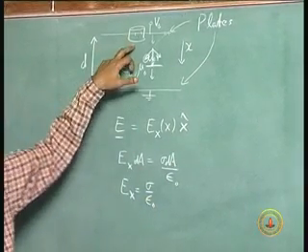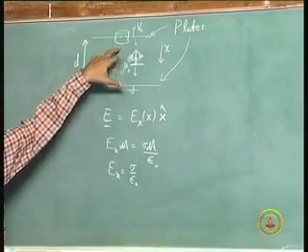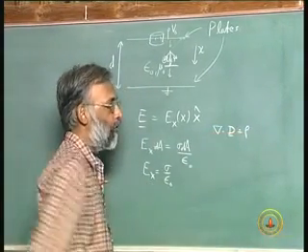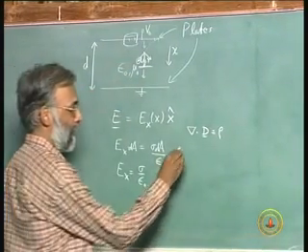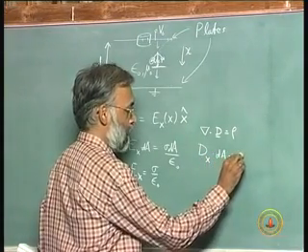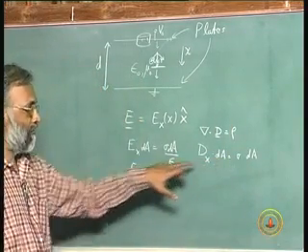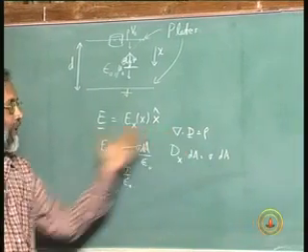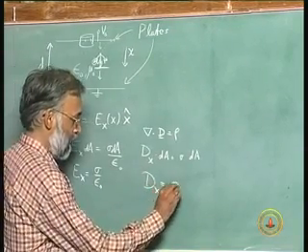Now, this same idea can now be done using the displacement vector. We have divergence D is equal to rho. So, the same Gaussian cylinder I can draw, and I now have Dx times dA is equal to sigma times dA. There is no 1 over epsilon naught, all right. Otherwise, it is a trivial extension of what we have already written. So, I will get Dx is equal to sigma.